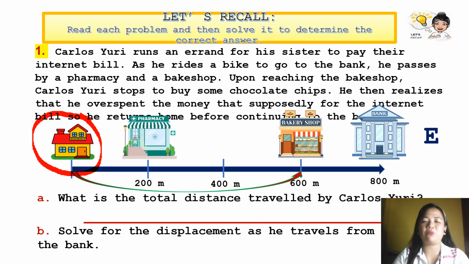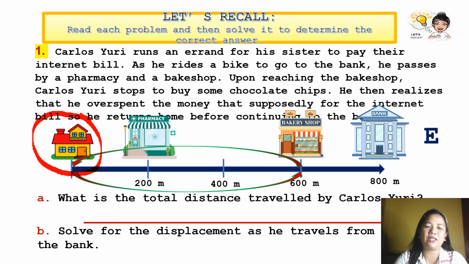Now, medyo nasarapan siguro si Carlos Yuri dun sa chocolate chips na binili niya sa bakery. So nagamit niya ngayon yung pambayad na internet bill. Ang ginawa ni Carlos Yuri ngayon is bumalik doon sa bahay niya, another 600 meters, para kumuha ng pambayad o yung kulang doon sa pambayad niya sa internet bill. From home, tsaka pa lang siya pumunta ng bangko to pay the said bills. Now, the question is, what will be the total distance traveled by Carlos Yuri?